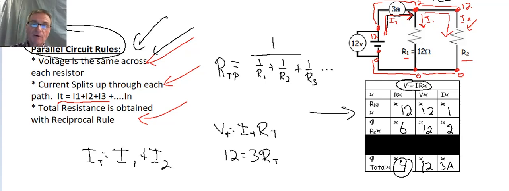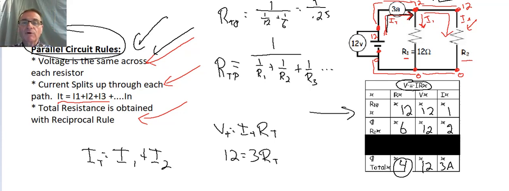So let's work this out. RTP in our case is going to equal 1 over 1 over 12 plus 1 over 6, right? And when we do this math, what do we get? Well, we get 1 over 0.25. And what's 1 over 0.25? It equals 4, which is the same as what we got down here.